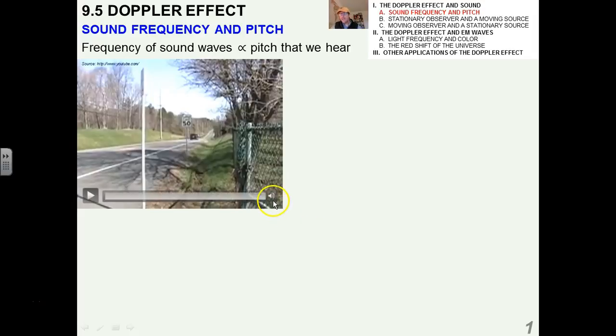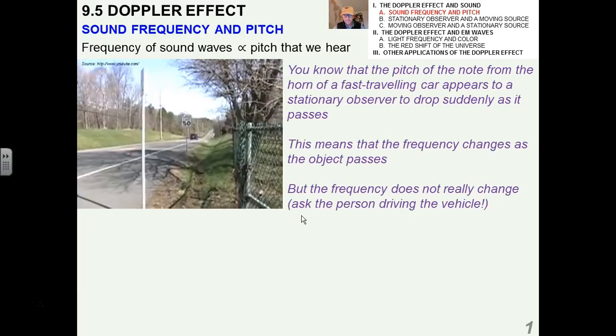So what's happening here? Well, the person driving the car is beeping the horn. The horn has a constant frequency. The person driving the car hears the horn at the same frequency the whole time as they're driving down the road. Clearly, from our vantage point here, the pitch starts off high and gets low. It's high as the car is approaching us and low as the car is going away from us. To us, the frequency is changing. Clearly, it's going from a high frequency to a low frequency. But again, the frequency does not really change.